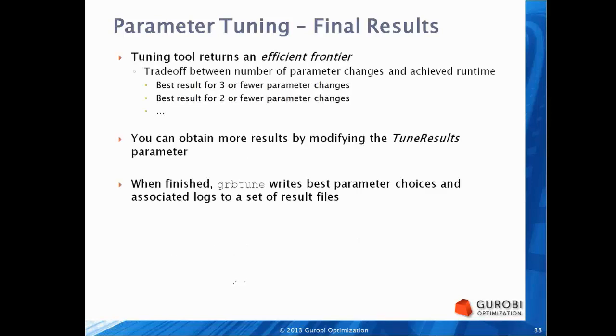And for the MIP tuning, we will return an efficient frontier, a trade-off between the number of parameter changes and the achieved runtime, like the best result for 3 or fewer changes, the best result for 2 or fewer parameter changes. And you can obtain more results by modifying the TuneResults parameter. And when finished, grbtune will write the best parameter choices and associated logs to a set result file.